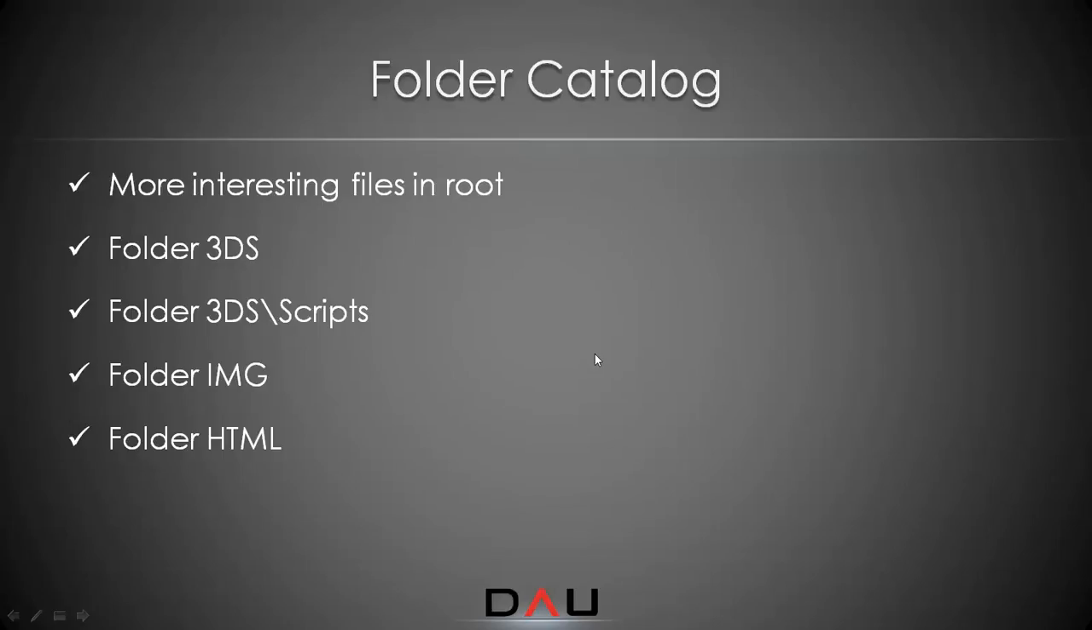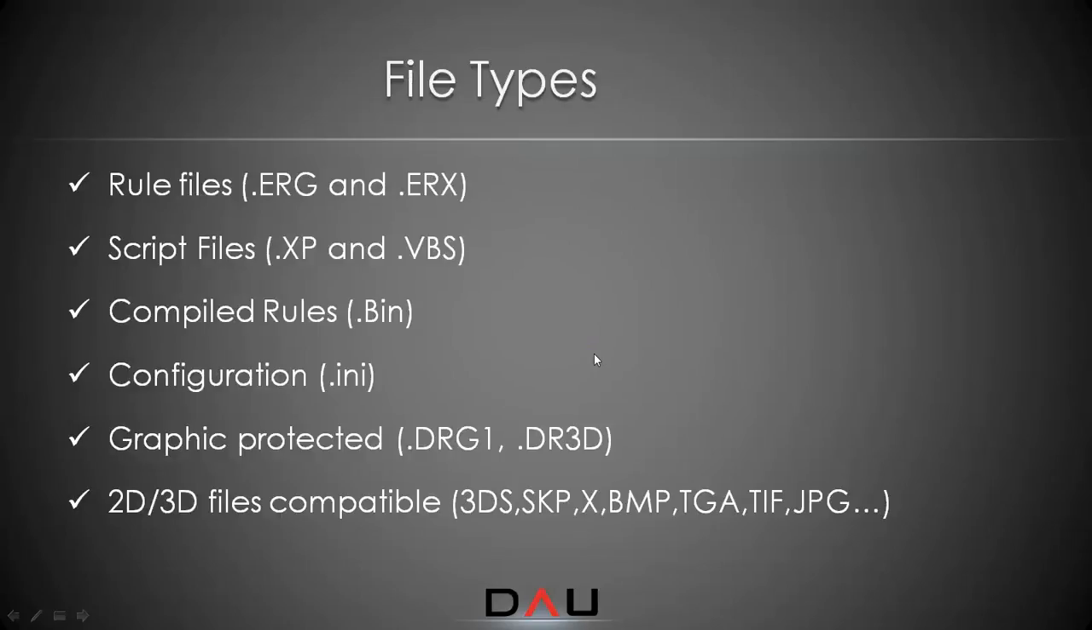The main file extensions are the ERG and the ERX for the source and compiled rules, the XP and the VBS for what is concerned the script files. The compile rules are binary files and the configuration rules are the INI files. The graphic is memorized in DRG1 for the photos and DR3D for the 3-dimensional files. These are our original programs compiling and optimization. The 2D and 3D compatible files are described below.